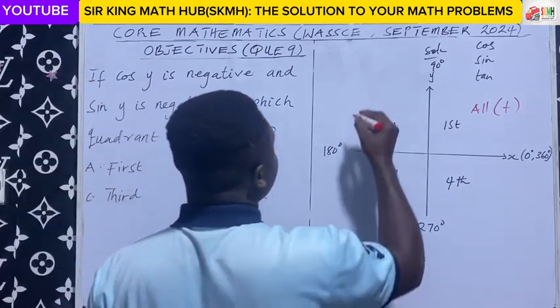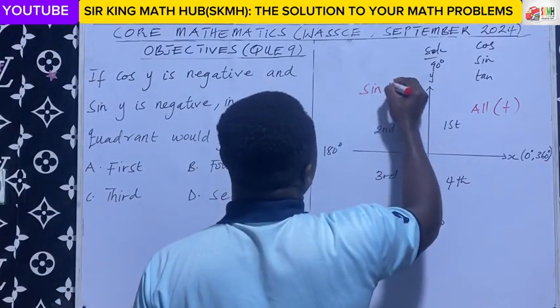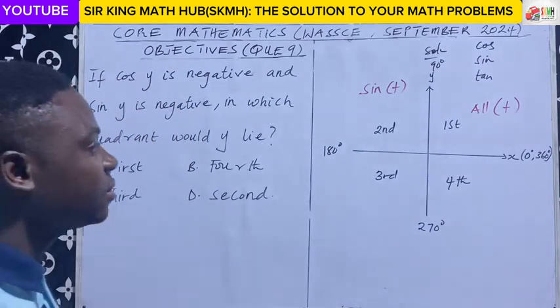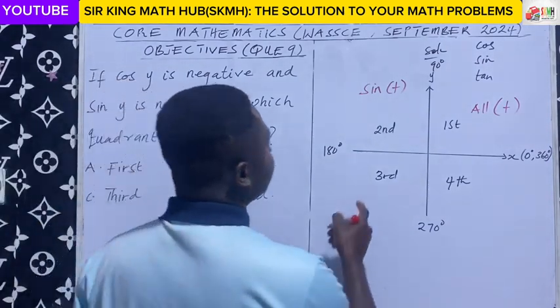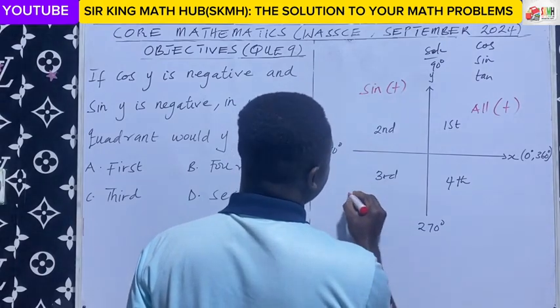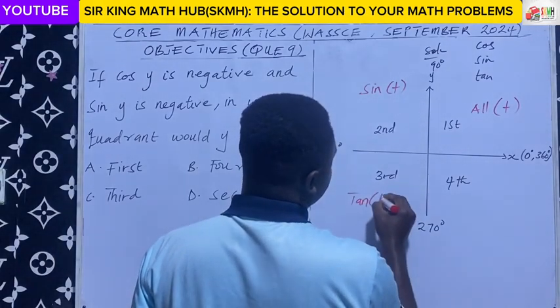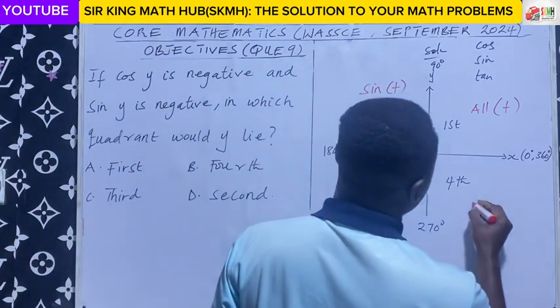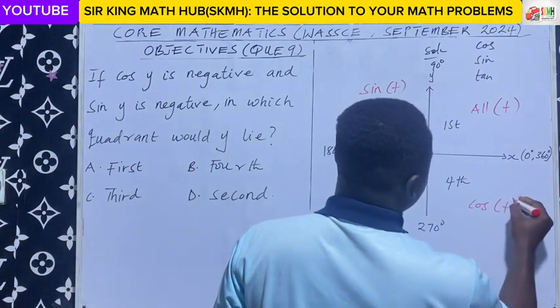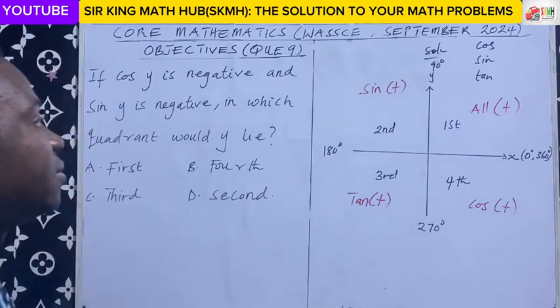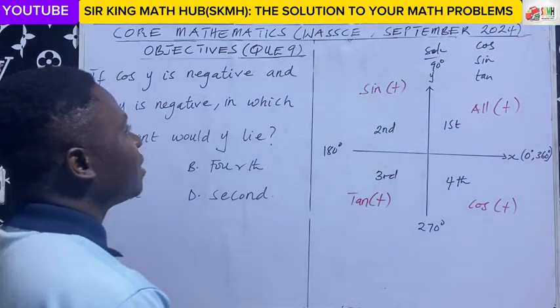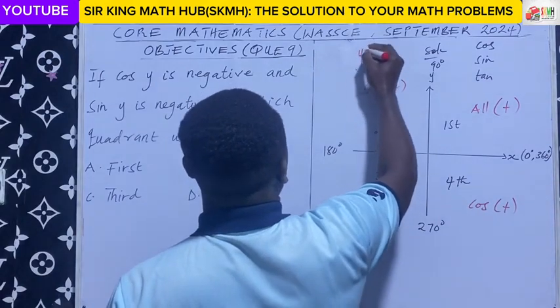In the second quadrant, it is only sine which is positive. The rest are negative. And then in the third quadrant, it is only tan. That is, the tangent is only positive. And then for the fourth quadrant, it's only cos that is positive. So now with this, we have an angle, an acute angle, which is y.